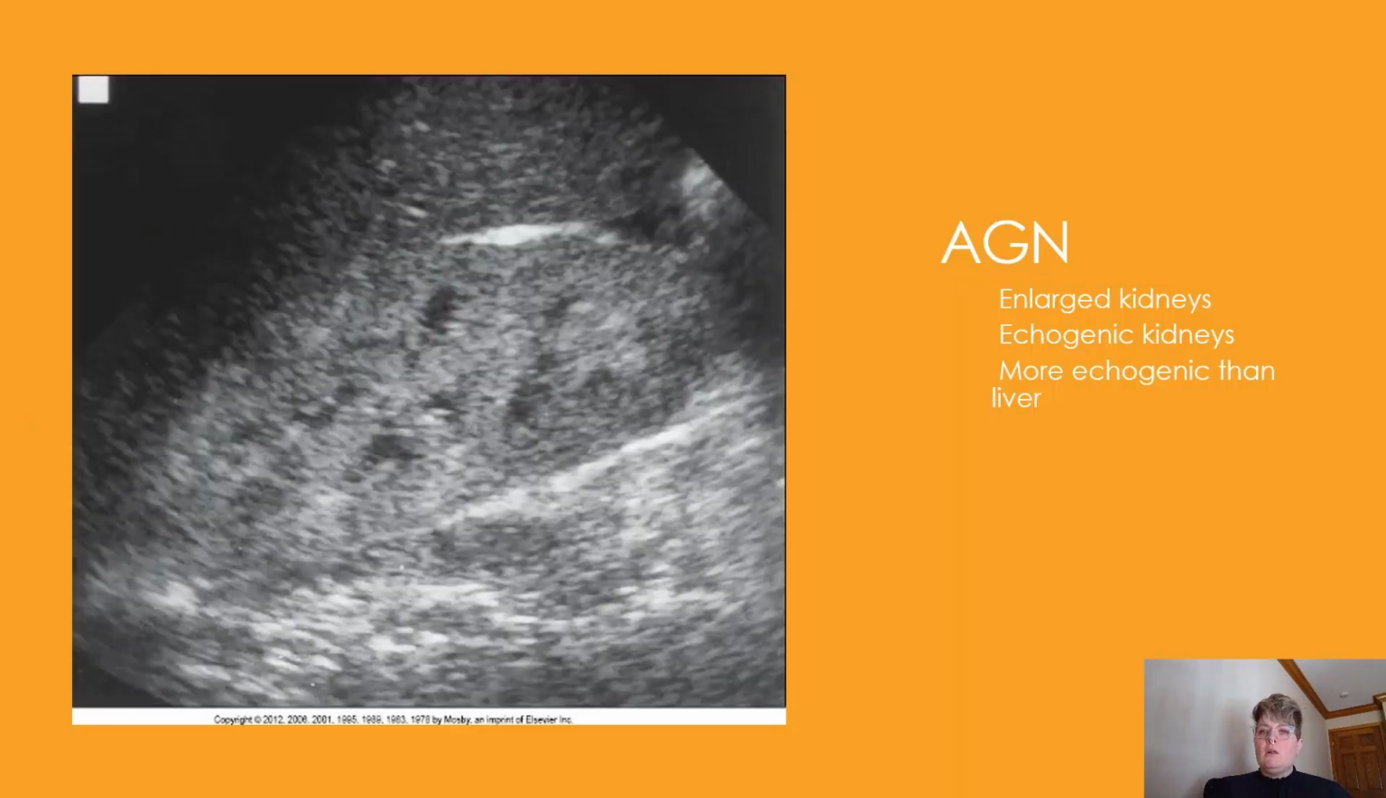So here is acute glomerulonephritis. This again falls into the echogenic kidney category, and it also falls into the enlarged kidney category. So the kidneys are going to look larger than normal, and they're going to be more echogenic. And again, we always compare our organs to one another. If we know we have a relatively healthy patient that should have a normal, healthy liver, then we can compare the kidney to the liver for the echogenicity.